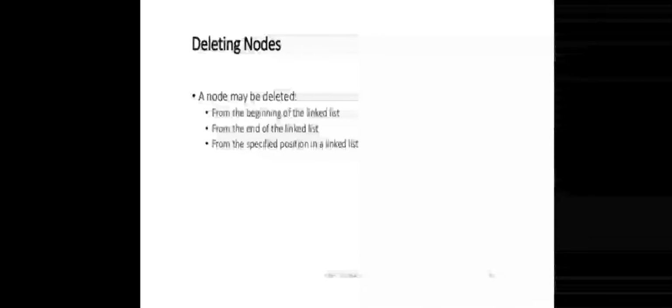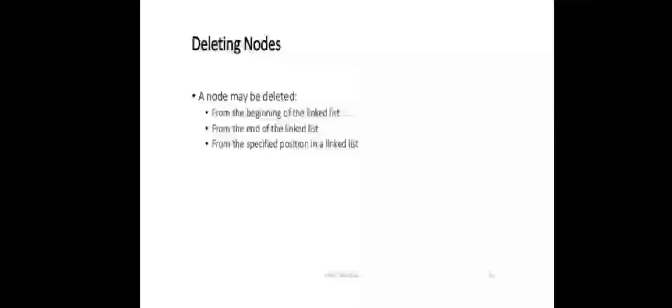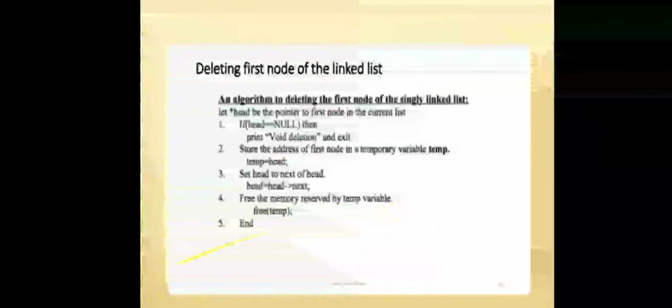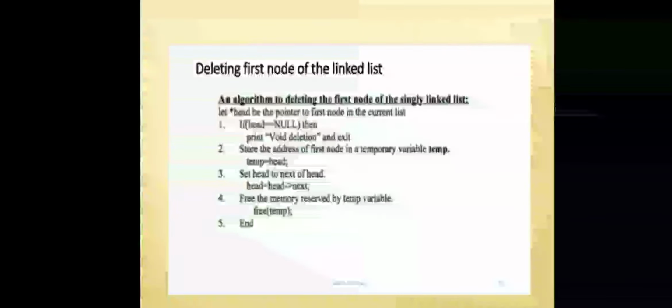Suppose you want to delete a node in a linked list. There are operations which can be performed on the linked list here. You can delete a node at the beginning, at the end, and at a given position in a linked list. So this is how you are going to delete from the linked list. First let me see how you are going to delete the node at the beginning.